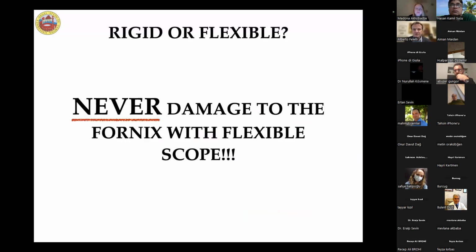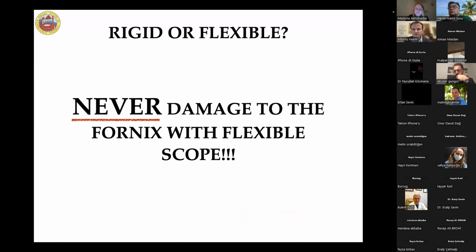In my experience, in these cases, when I have to cross the foramen of Monro, I always use a flexible scope. I feel safer using a flexible scope.